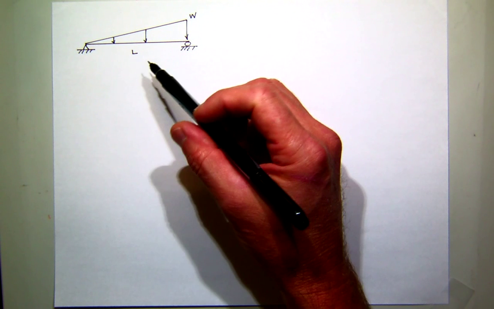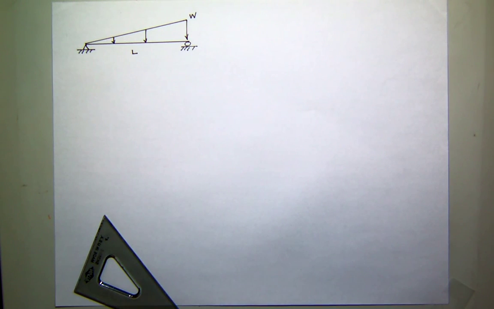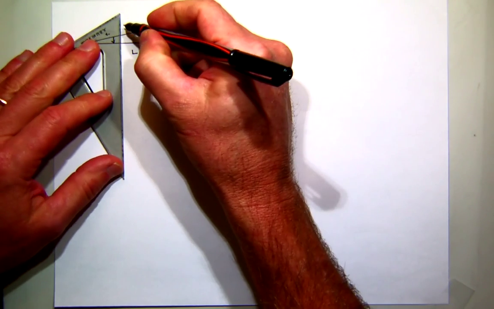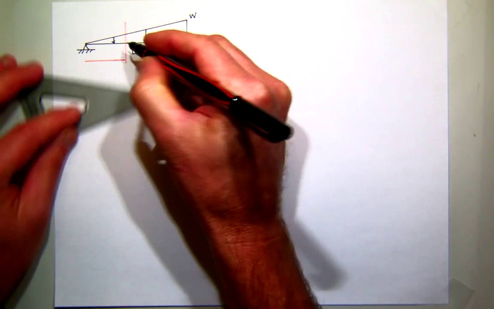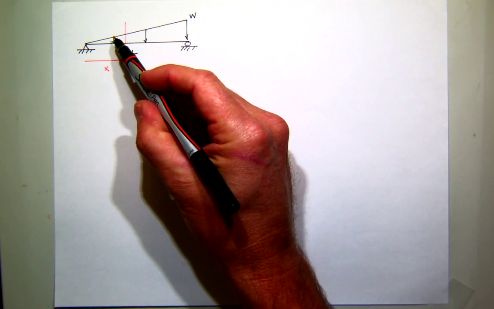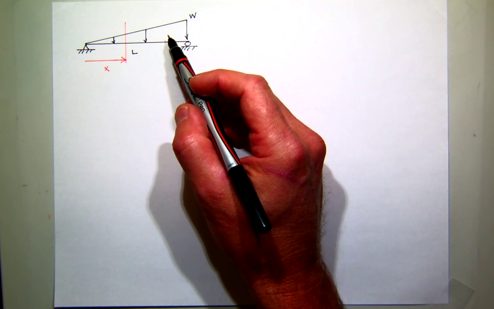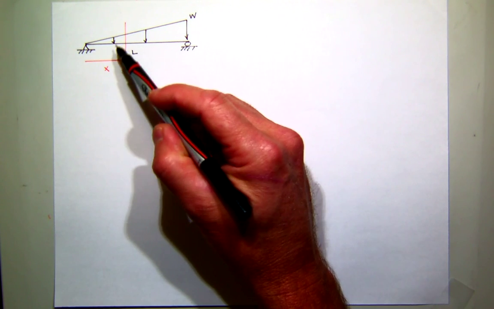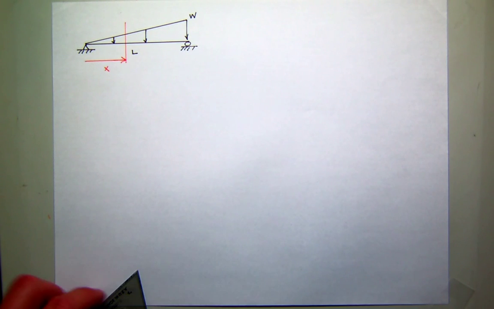Okay. So if I were to cut the structure someplace, and I'll indicate that here. Let's say I cut the structure at some distance x from the left-hand side, and we're looking at either the left-hand or the right-hand side of the structure. Which one would you rather work? Yeah, I think the left-hand is going to be a little easier. So with that in mind, I want to find my reaction at the left-hand side.